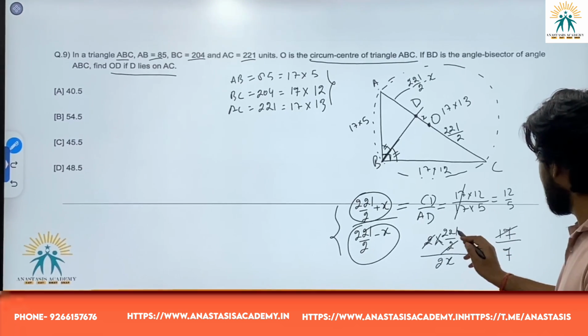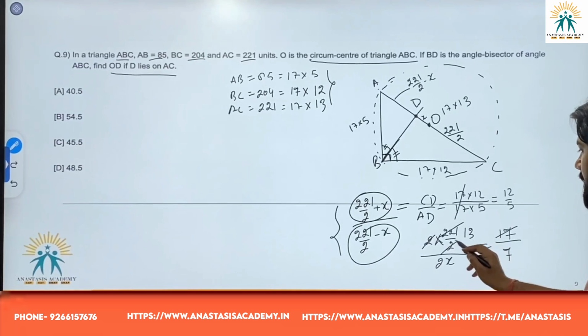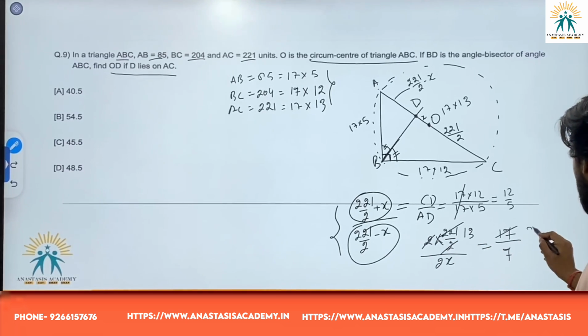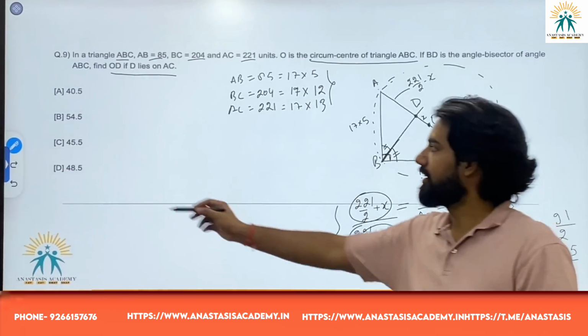So the 2 gets cancelled, and 13 times 7 is 91, divided by 2, which is 45.5. X becomes 45.5. So the correct answer to this question is option C.